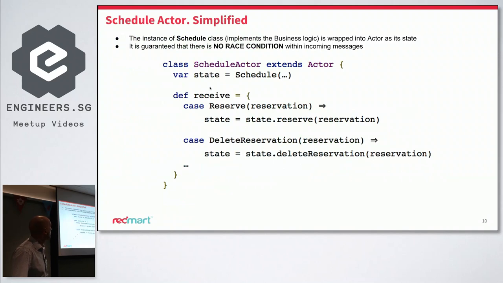So this is actually how the schedule actor is implemented in this case. We have Schedule, as I described before, our business logic class, as the state. We have this simple receive method. Of course, the production code is much more complicated, but this is just the idea. We can send, let's say, a reserve message, then we modify the state. We can send a delete reservation message, and we call delete reservation. As I said, whenever we call any method on the schedule, it returns its copy. So I just substitute the state with the new copy created from that. It's very simple. Again, the key thing here is that there is no race condition, as guaranteed by definition by the Akka actor. So we are safe to do this change of state.